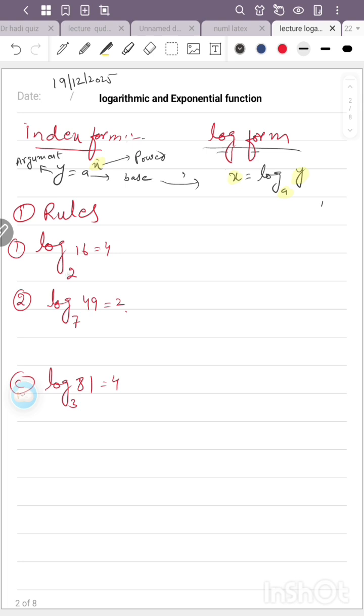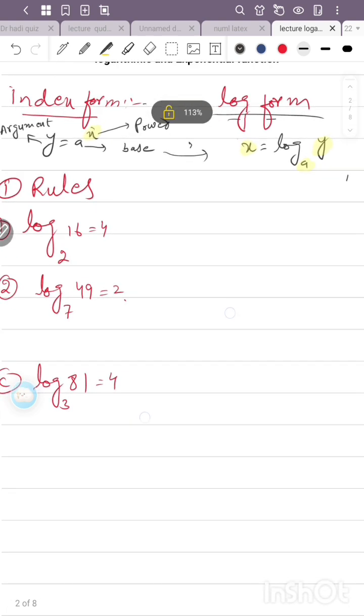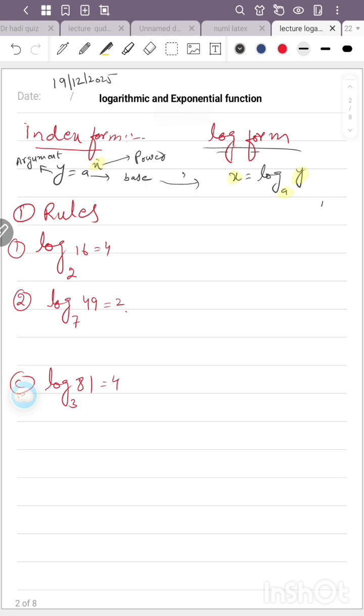We have a question: log of 16 to base 2 equal to 4. How do we solve this question, how do we use the rules? Number one, I have to write it as 2 power 4 equal to 16, because this is the logarithmic form, and I have to convert it into the index form. So 2 power 4 is 16, and 16, left hand side equal to right hand side.